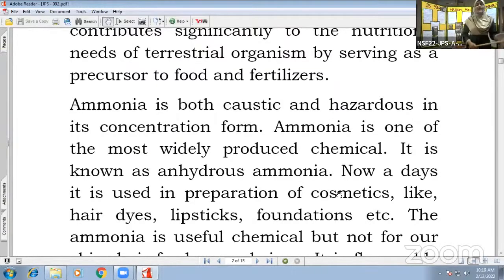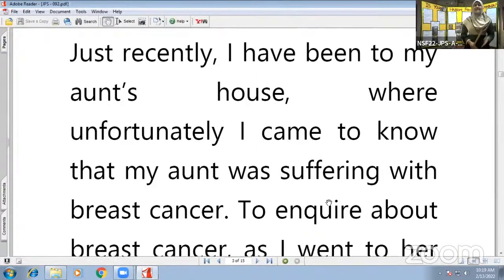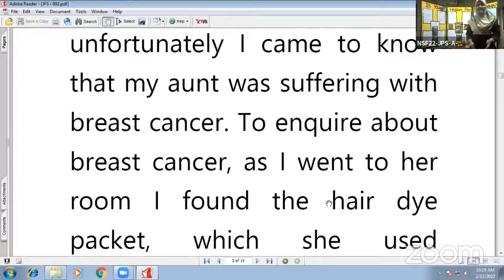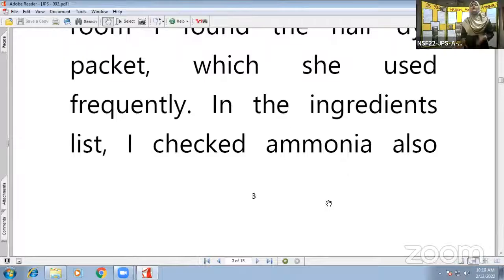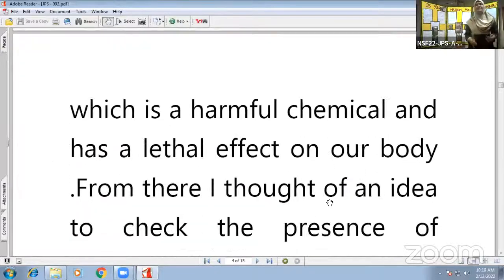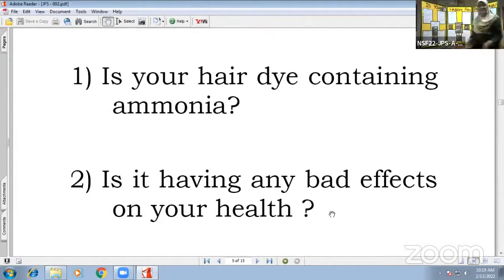So just recently, I had been to my aunt's house. And unfortunately, I came to know that she was suffering with breast cancer. To inquire about that, as I went to her room, I found the hair dye packet, which she used frequently. In the ingredients list, I checked for ammonia also, because it is a harmful chemical and has a lethal effect on our body. So from there, I got an idea to check the presence of ammonia in different hair dyes. Some of the questions that struck my mind were: is your hair dye free from ammonia? And does it have any harmful effect on our body?